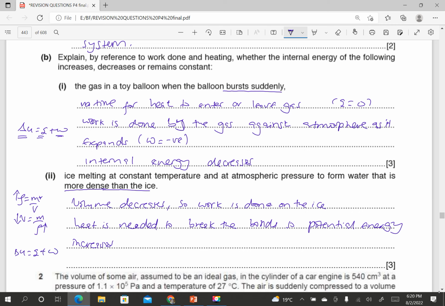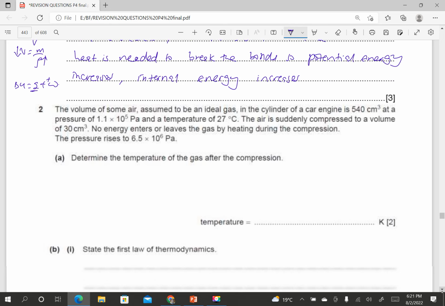Of course, work is done. The work done is positive because the volume decreases. Even though there is no heat entering or leaving the system, as long as the work done is positive, there is an increase in internal energy because the potential energy component increases. So potential energy increases, thus internal energy increases. Okay, so when you get used to these equations, the explanations will become part of you.